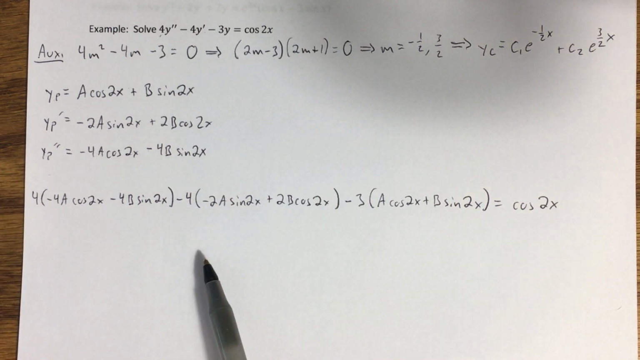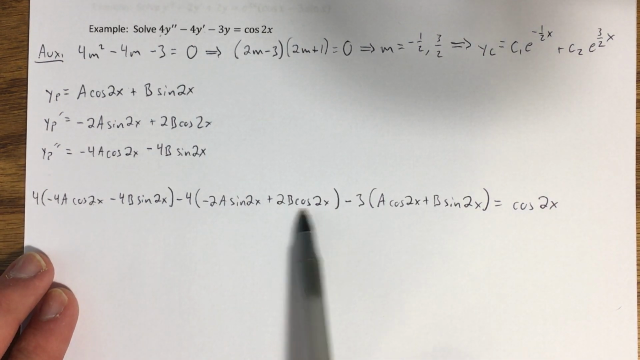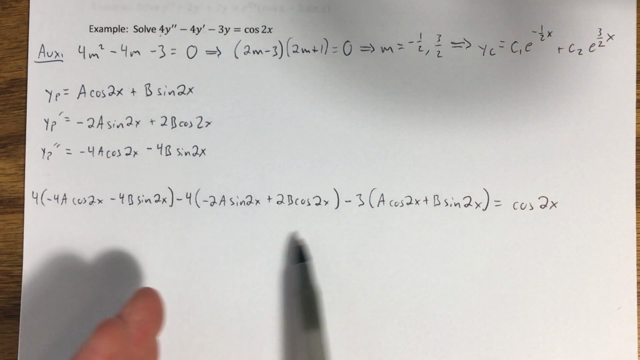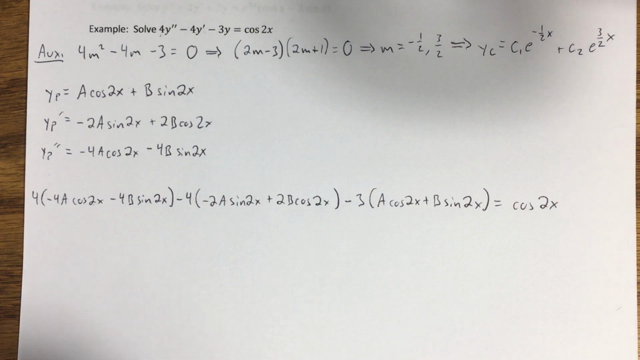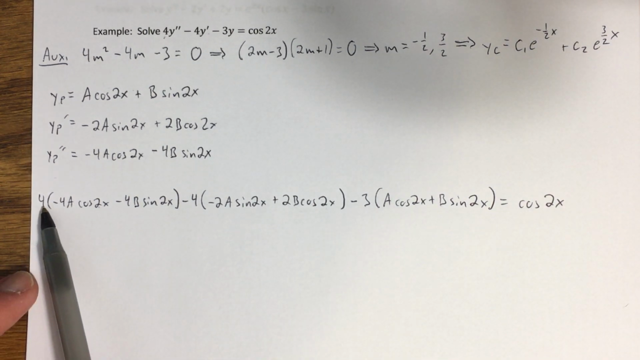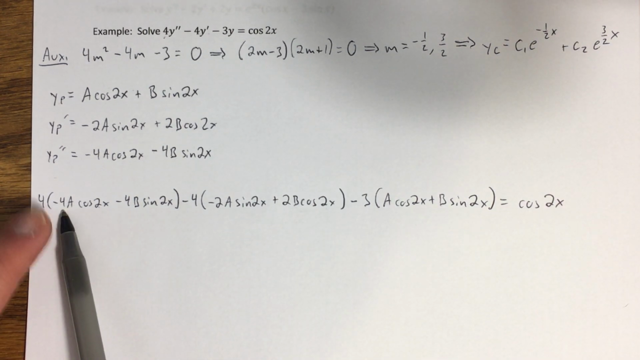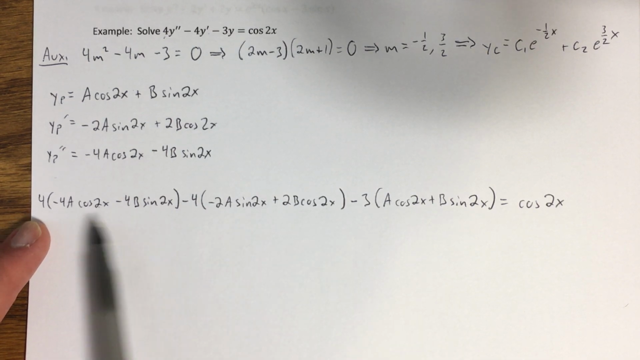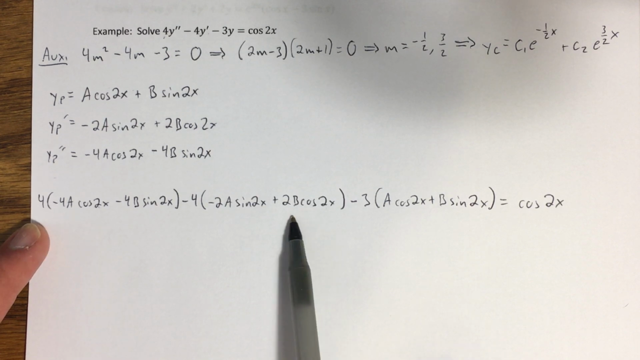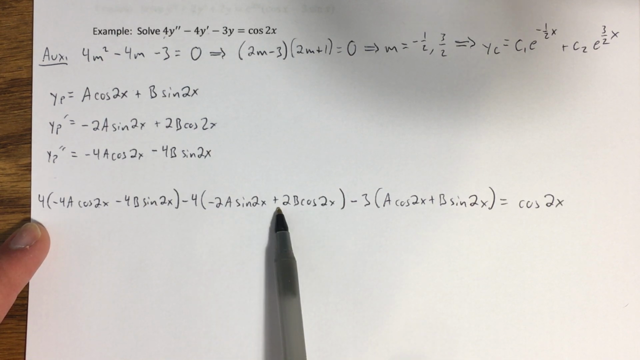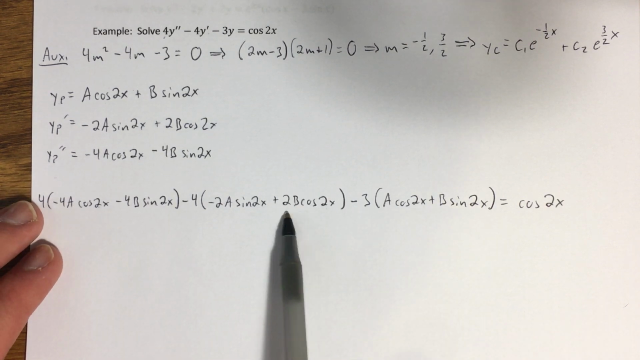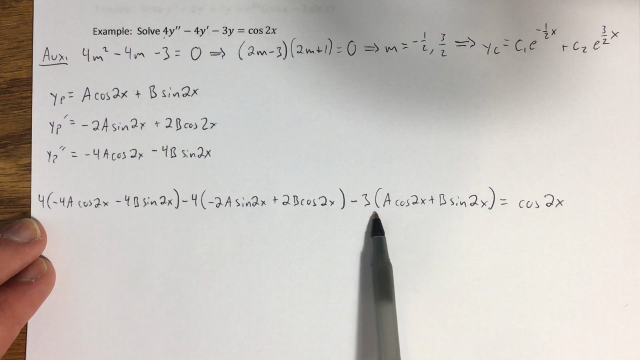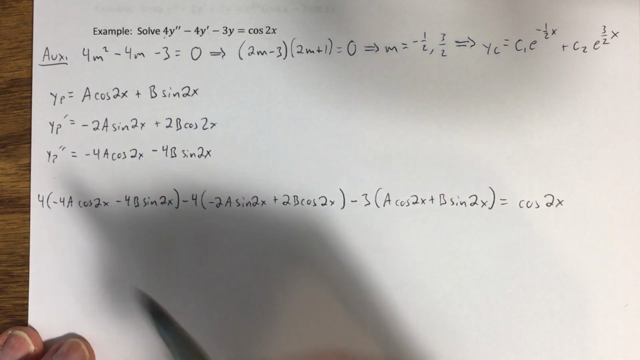Let's start with the cosines. I see a cosine of 2x here, here, and here. So 1, 2, 3. I want to determine what the coefficient on all of that would be once everything gets combined. So I'm going to get a negative 16a as my coefficient here. I'm going to get negative 4 times negative 4 times 2, that's negative 8. So I'm at negative 16a minus 8b. Let's ignore the minus 8b for a second, because I know I have another a over here that's going to combine with this. So negative 16a minus 3a. So that's negative 19a.